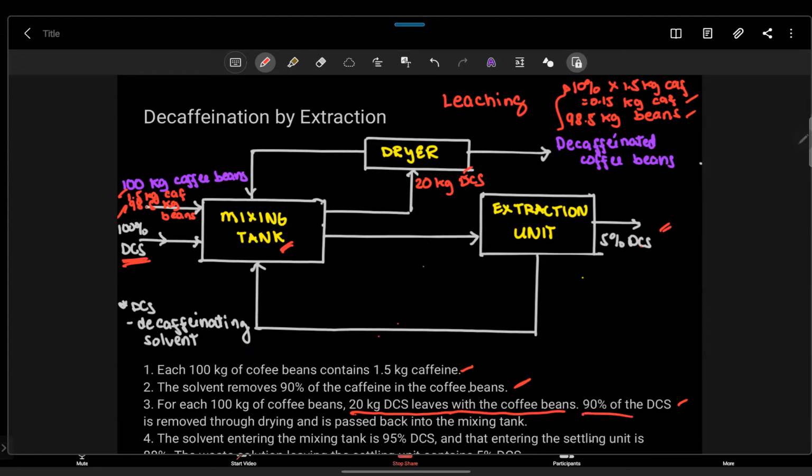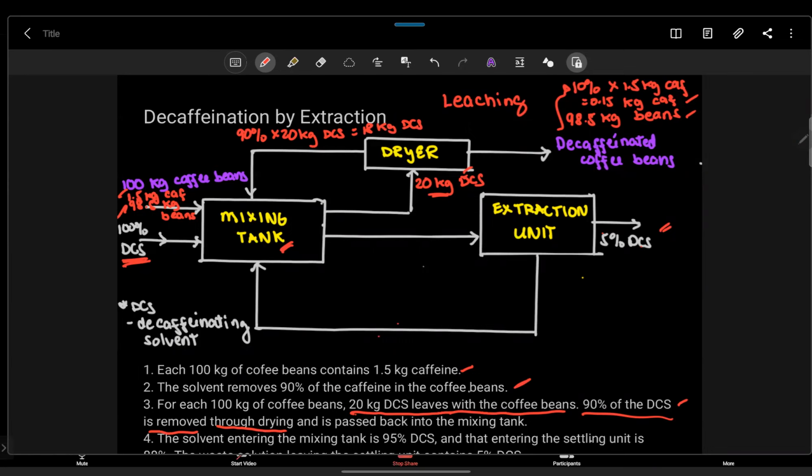Now, 90% of the DCS is removed through drying. Anong ibig sabihin niyan? Di ba mayroon kang pinasok na DCS dun sa dryer, kasi nga may coffee bean diyan. Gusto mong i-dry yung coffee bean with the DCS. Now, sabi dito sa number 3, 90% of the DCS is removed through drying. So in other words, 90% of the DCS na pumapasok sa dryer, which is 20 kilogram DCS, will be equal to 18 kilogram DCS.